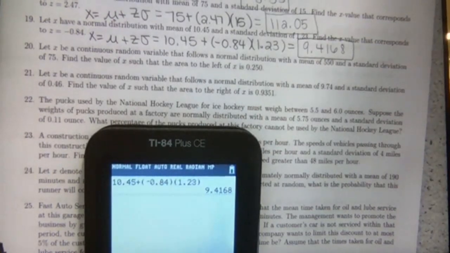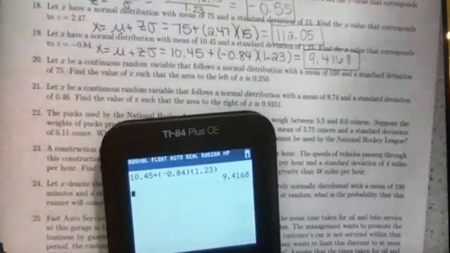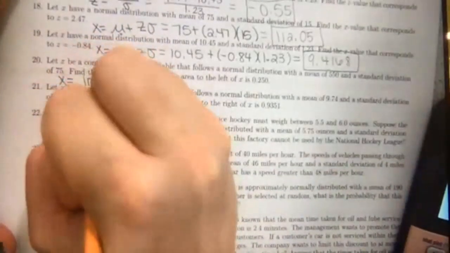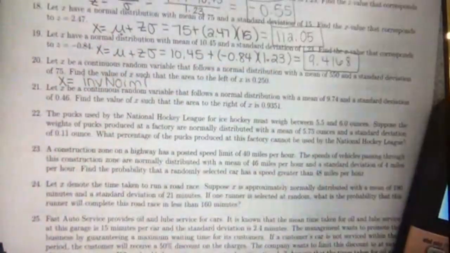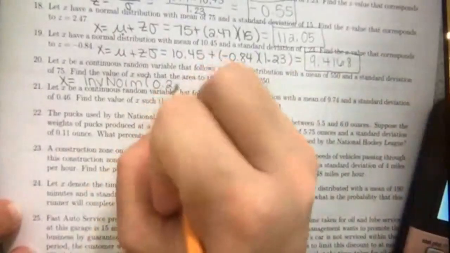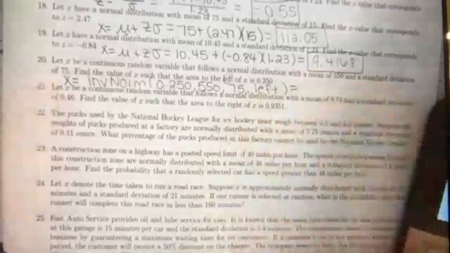So we're trying to find X, which is just like we found Z up here. They gave us the area and now we're working backwards. So our X value is the inverse norm. They told us the area to the left is 0.250. My mean is 550. My standard deviation is 75, and we're talking about area to the left, so it's the same for everyone.